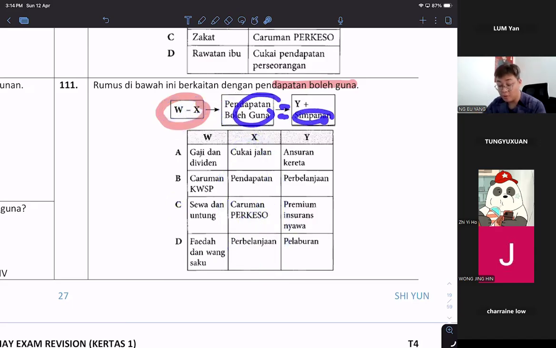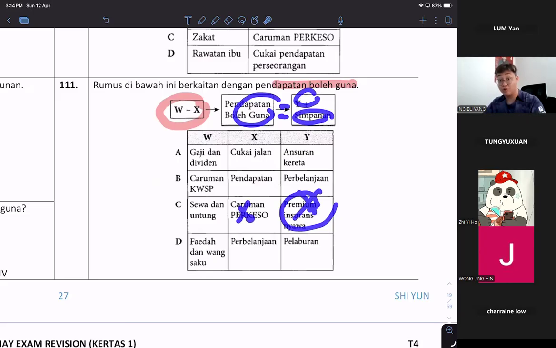Pendapatan boleh guna is the combination of simpanan plus perbelanjaan. And this is perbelanjaan because premium is your barang kehendak. You already bought the cadangan sokso because your income is lower than 4,000. Then you are just trying to buy the needs to protect your keselamatan. So that's why you pay the 0.5% on your income to buy the sokso. So when you have higher than 4,000, then you don't need to buy the sokso.